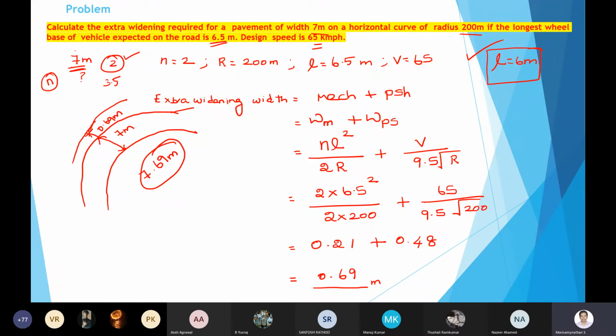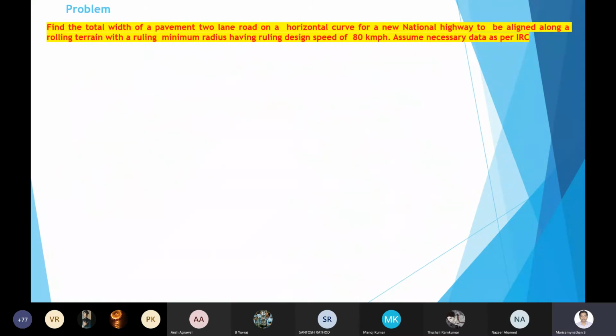So this is one simple problem; if you want to put in a little extra effort, you can take up the particular problem. So let us focus on the second one. Find the total width of the pavement of a two-lane road on the horizontal curve for a new national highway to be aligned along a rolling terrain with a ruling minimum radius, having a ruling design speed of 80 km per hour. Assume all necessary data as per IRC standard.